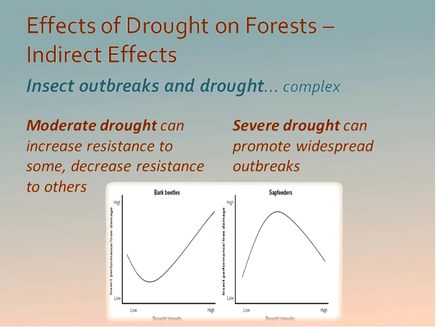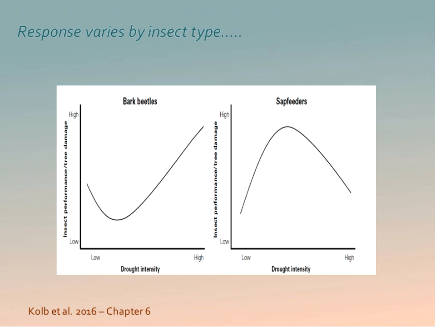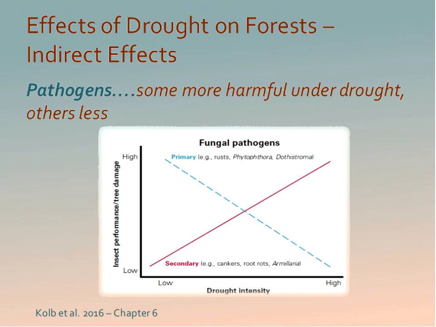It also depends on the type of insect. For example, on the bottom graph there, you see a hypothetical curve by the authors of this chapter that shows that the sap feeders seem to be most effective or most virulent at the moderate drought, whereas at the higher drought they're less, and that's because the sap is flowing less strongly, less effectively at those higher drought levels. So it depends not only on drought severity, but also varies among insect types. So again, just to reiterate, the response varies by insect type.